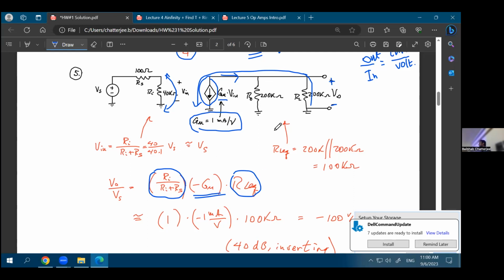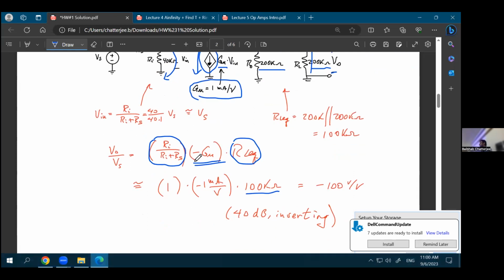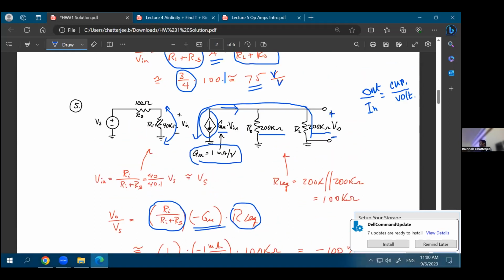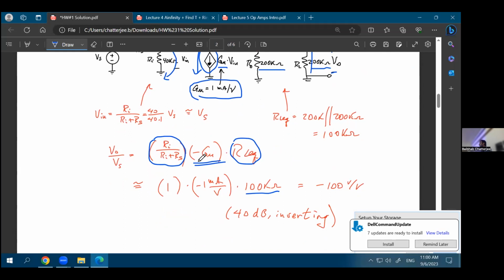And what's that effective resistance? That effective resistance is 200 kilo ohm, which is the RO, in parallel with this 200 kilo ohm again, which is the RL. Now, because both of these resistances are equal, your effective resistance will be half of any of those, which is 100 kilo ohms. So you have a voltage division at the input side, which in this case, fortunately, is equal to 1.